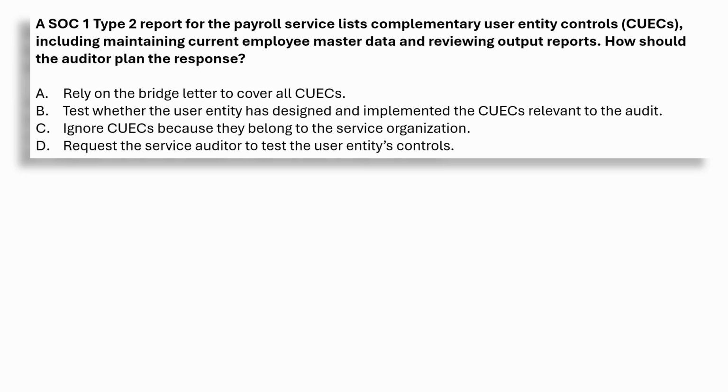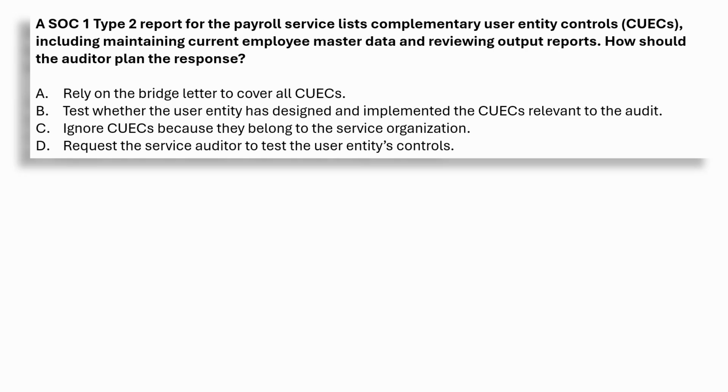Option C, ignore CUECs because they belong to the service organization. Nope again. By definition, CUECs are the user entity's responsibility, not the service organization's. I can't just brush them off. Option D, request the service auditor to test the user entity's controls. Not possible. Service auditors test service org controls, not the client's. It's my job as the user auditor to look at CUECs.